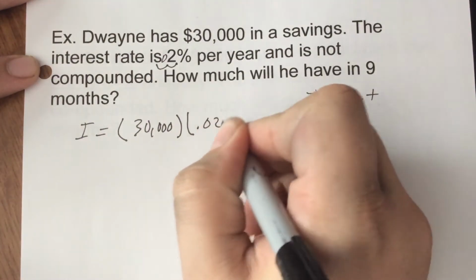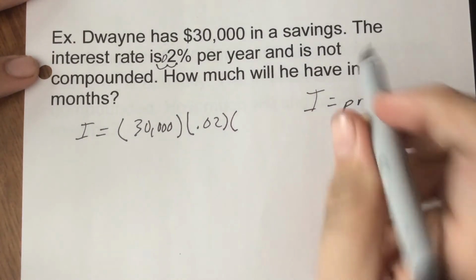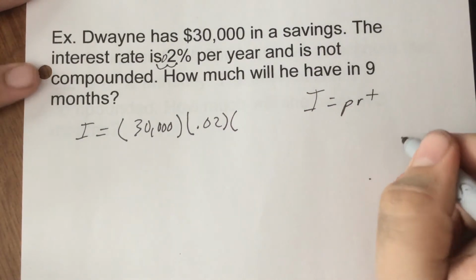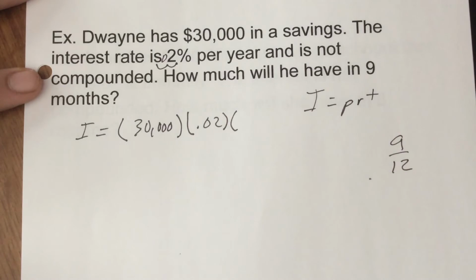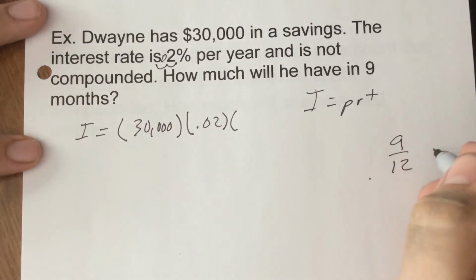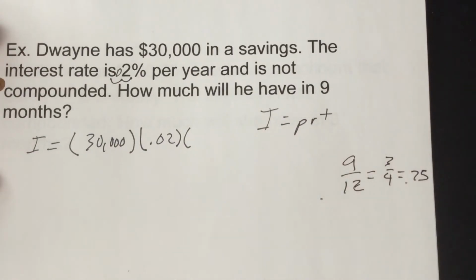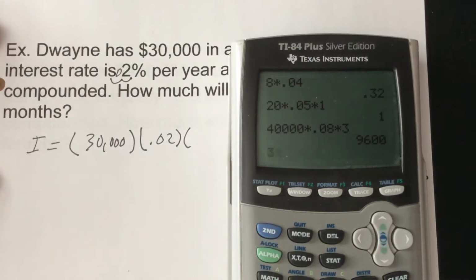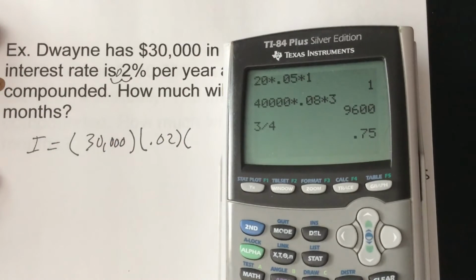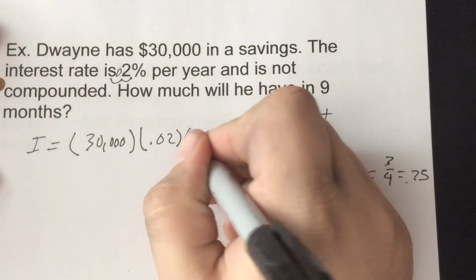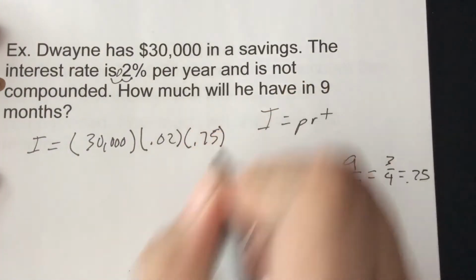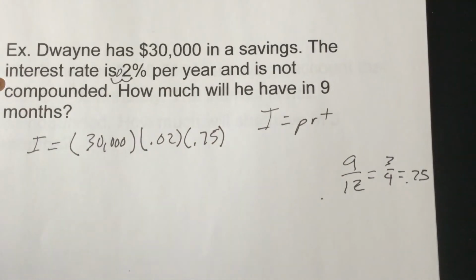So 0.02. Now, for only 9 months, we have 12 months in the year, so we're doing really 9 out of the 12 months. We're going to make that fraction, which would reduce down to 3/4, which ends up being 0.75 as a decimal if you would just take your 3 divided by 4. So we're going to put that in because it's 75% of the year is your 9 months. You're not going to have a full year, so we're going to have a decimal there.